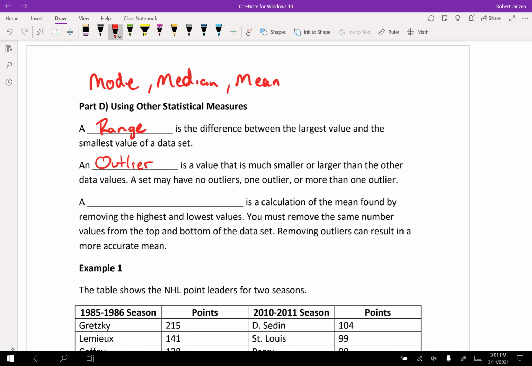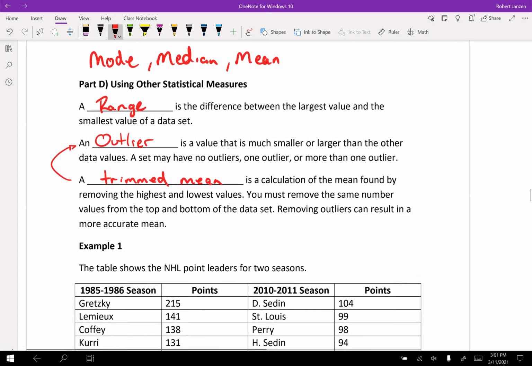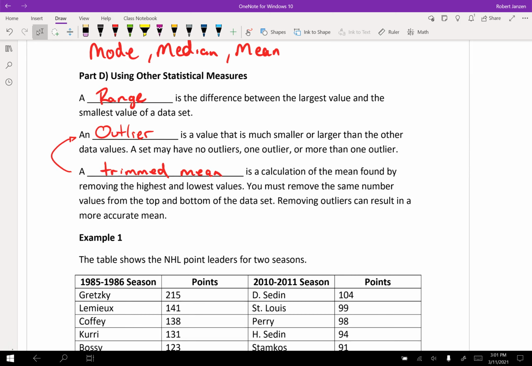It's a value that is much smaller or larger than the other data values. Okay, sometimes there are no outliers, but usually an outlier just doesn't seem to make sense, and maybe it was not a real legitimate statistic. Okay, and a trimmed mean is a calculation of the mean found by removing the highest and lowest values. In other words, getting rid of these outliers. Okay, it's supposed to make the mean a little bit more accurate.